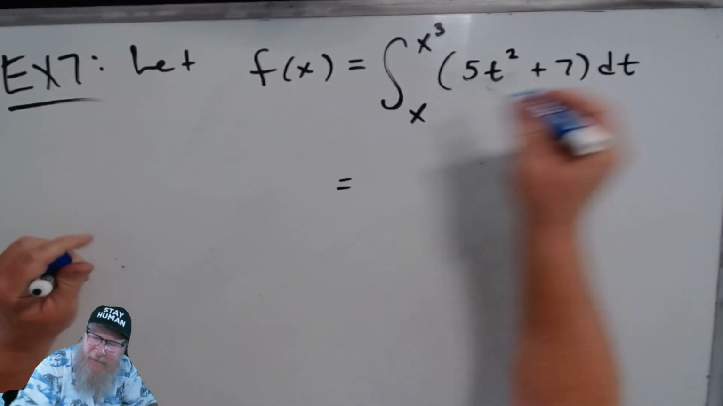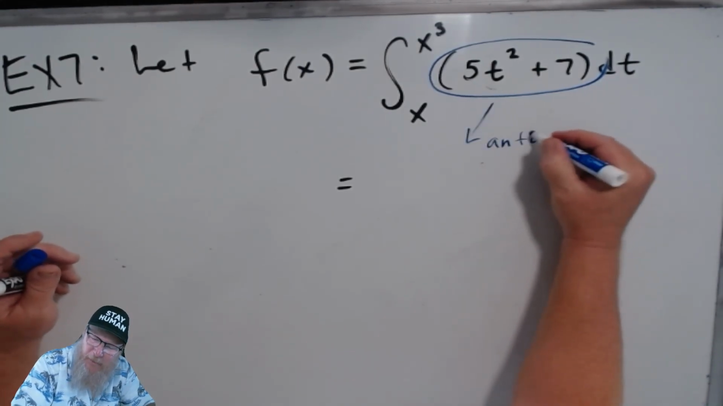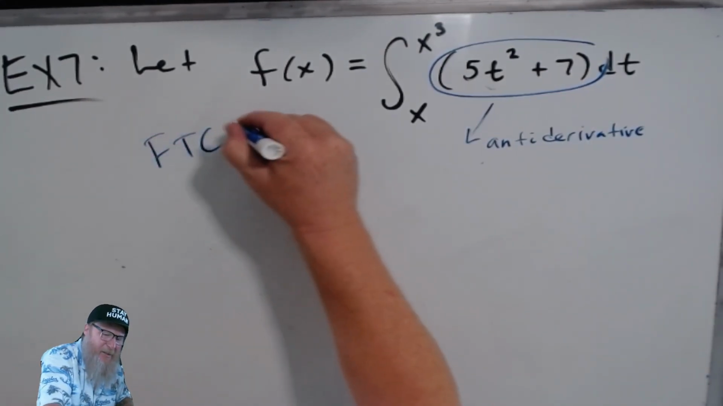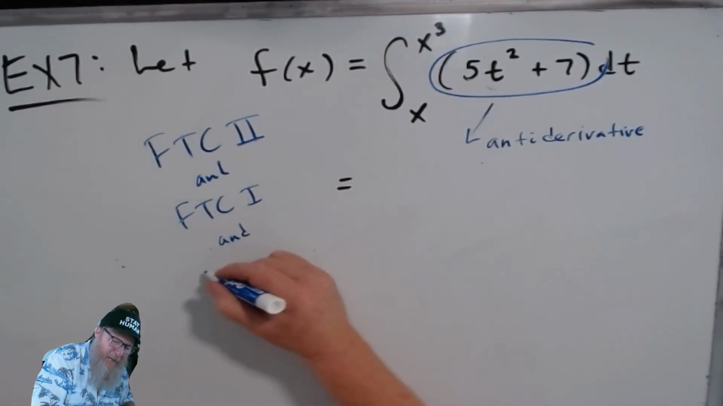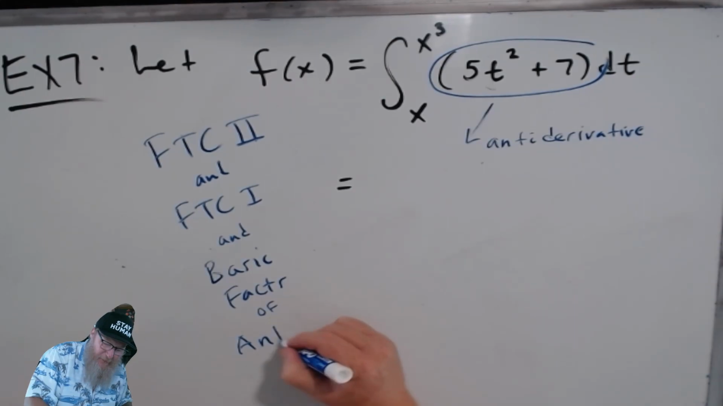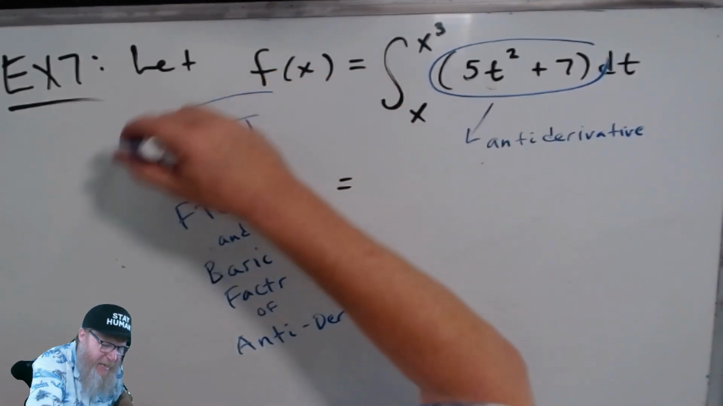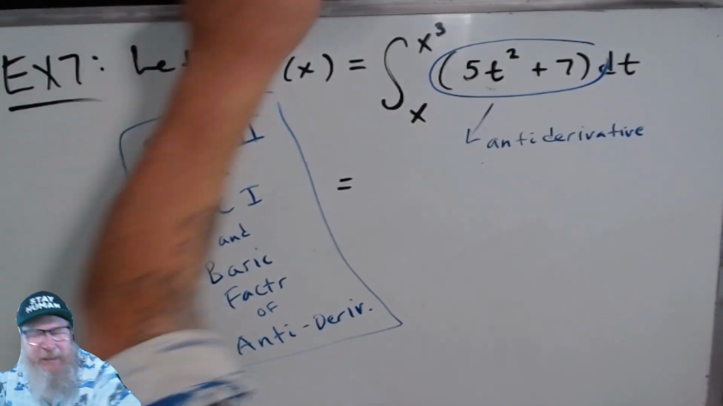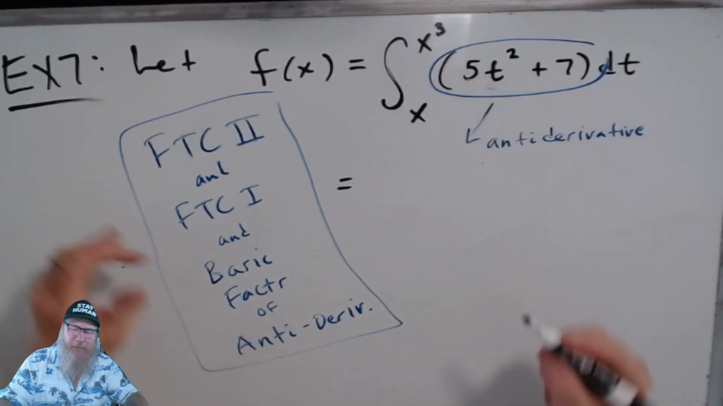First, I'm going to take the integral of this. And I'm doing this intentionally because it combines FTC2 and FTC1 and basic facts of antiderivatives. It's also the kind of thing that I really emphasize for final preparation to see if you're really understanding. It brings together almost everything that we've learned with a very simple function.